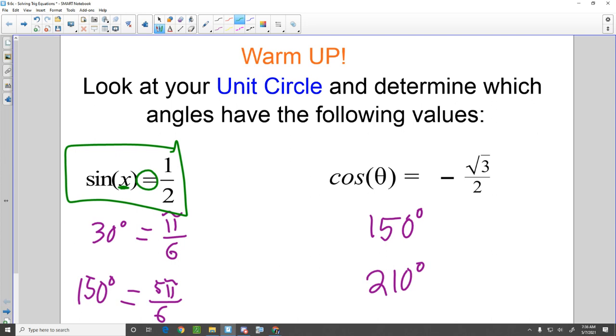We know that these are the answers. Both of these answers I could plug in for theta there, and that would work. That'd give me that correct answer of negative root 3 over 2. That's the solution to an equation. They're the values that make that equation true, the left side equal to the right side.